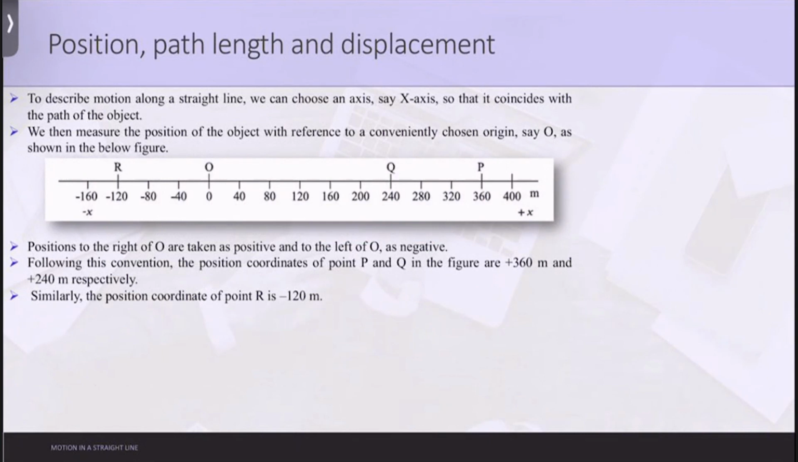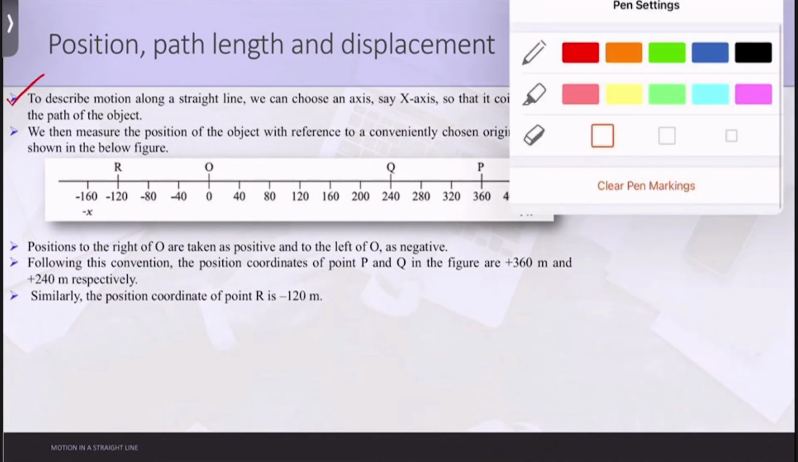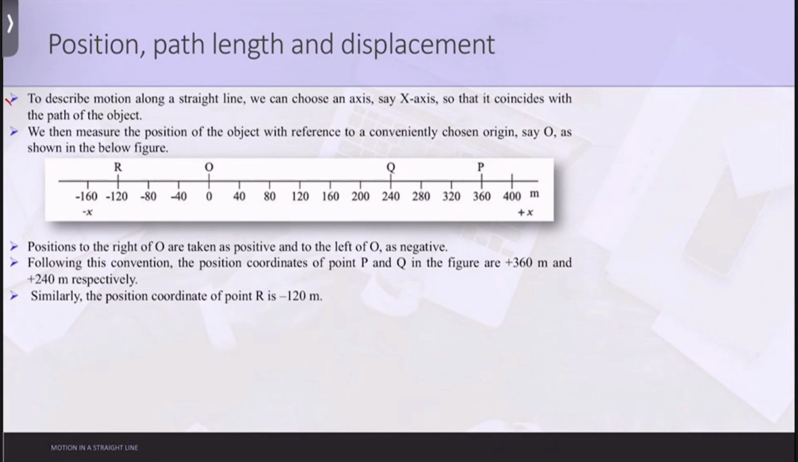Fine then. To describe motion along a straight line, we can choose an axis. Let us say we choose the x-axis so that it coincides with the path of the object. We are putting this x-axis on the path along which any object moves, let's say a car. That's how we understand this complete situation. We then measure the position of the object with reference to a conveniently chosen origin, say O, as shown in the figure.